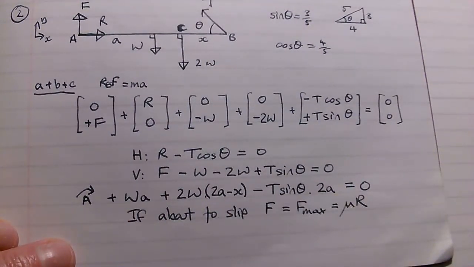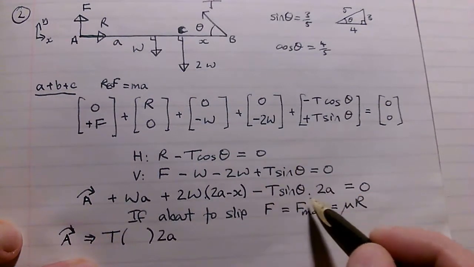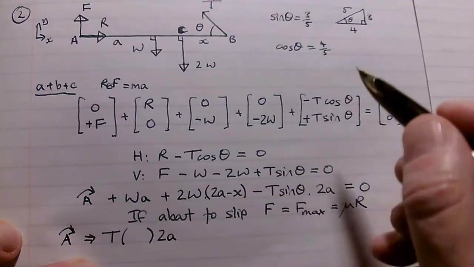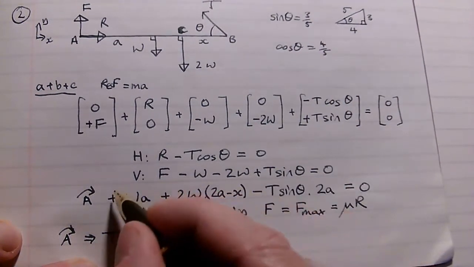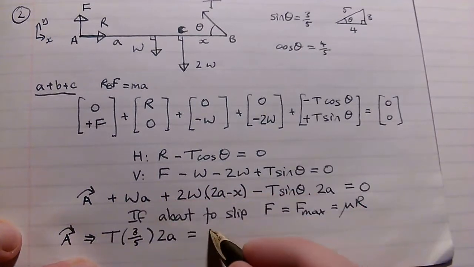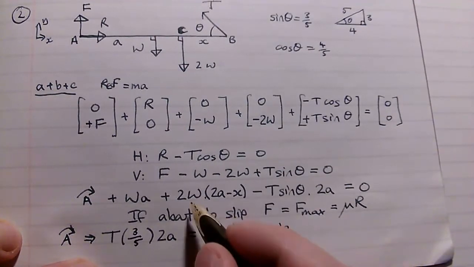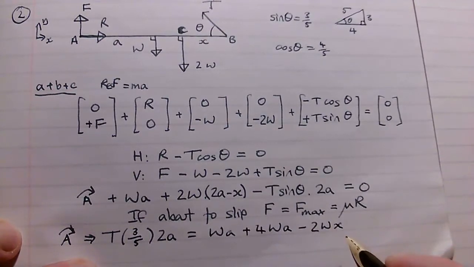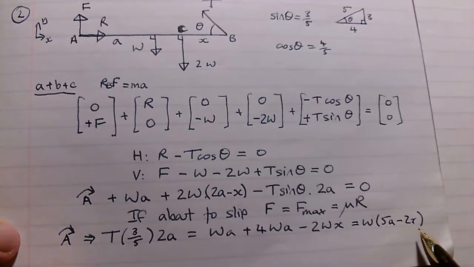to do part A. So rearranging, this term here, this T sine theta times 2a, I'm going to add that to both sides, make it the subject. And sine theta, I know, is 3/5. So T sine theta times 2a equals these two terms. So I'm going to multiply out the bracket, Wa plus 4Wa, and then 2W times minus x gives me minus 2Wx. So there's a common factor of W in this. So I may as well combine these two terms and take out that common factor of W right away.